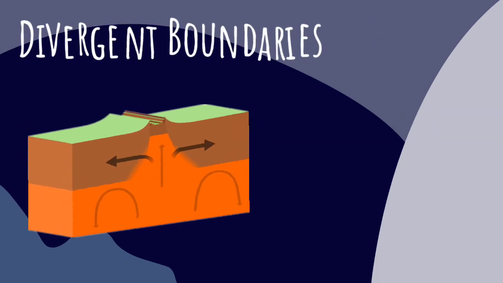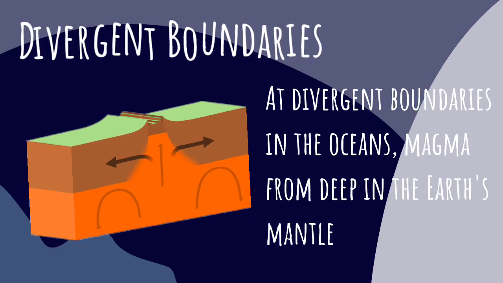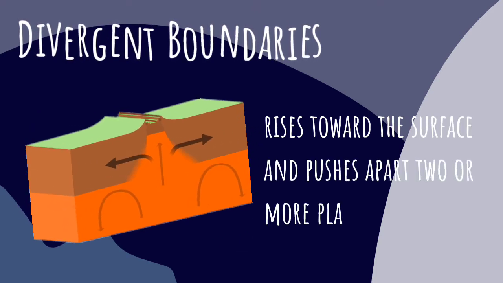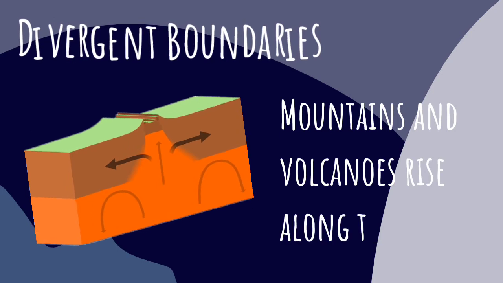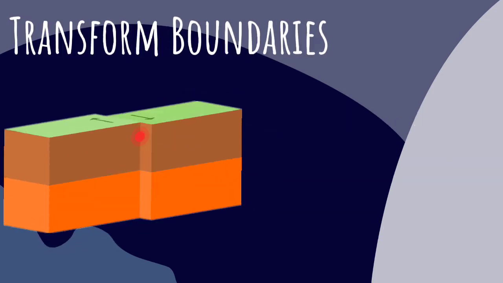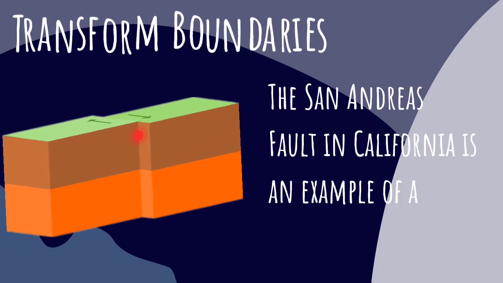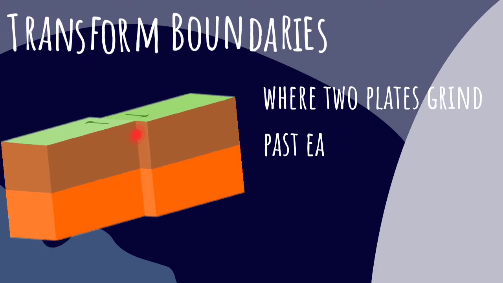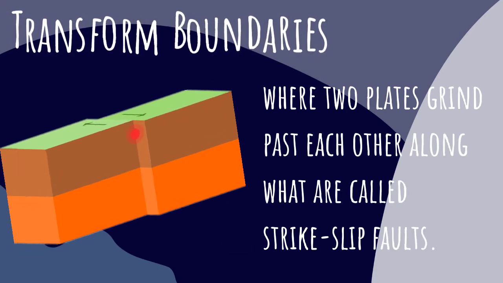Divergent boundaries. At divergent boundaries in the ocean, magma from deep in the Earth's mantle rises toward the surface and pushes apart two or more plates. Mountains and volcanoes rise along the seam. Transform boundaries. The San Andreas Fault in California is an example of a transform boundary, where two plates grind past each other along what are called strike-slip faults.